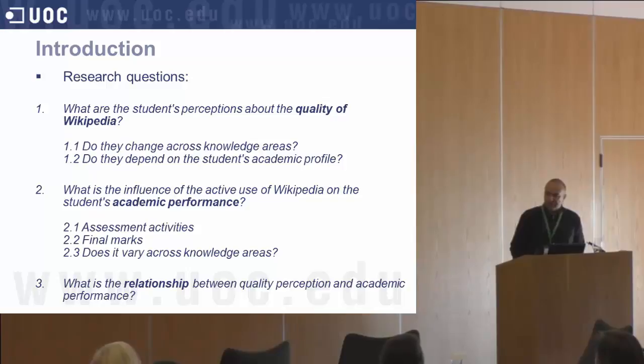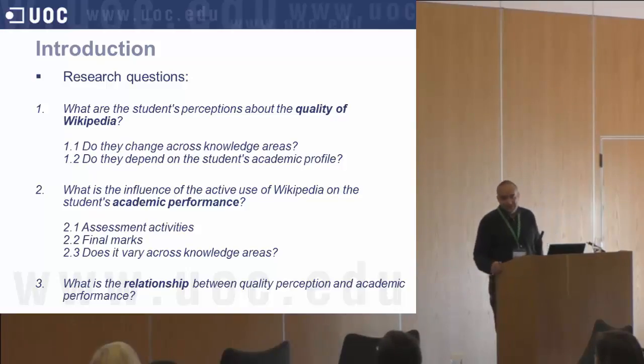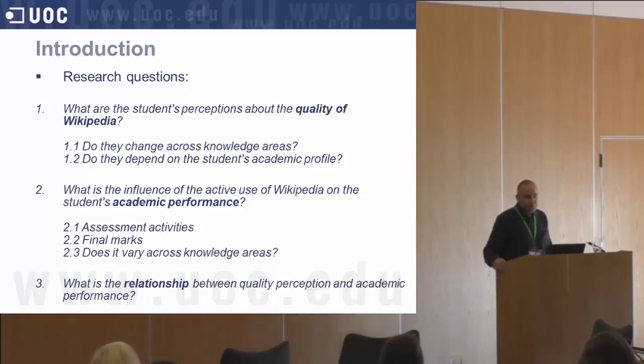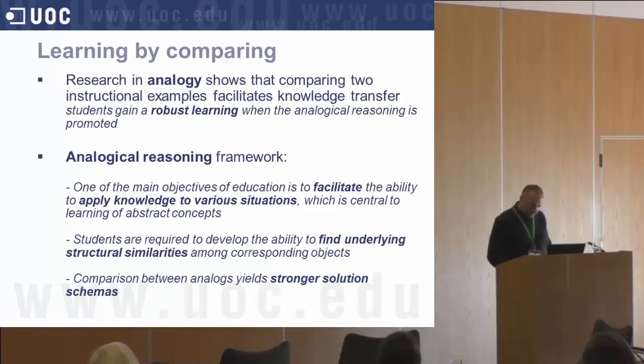So the main research questions are these ones. The first one is we want to analyze the perceptions of the students about the quality of Wikipedia. Afterwards, we will move to the analysis of the influence of this use on the academic performance of the students. And finally, we will link these two first points, and we will see if there is any relationship between the quality perception and the academic performance of the students.